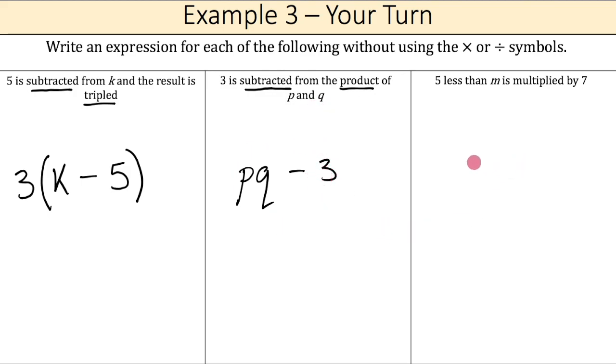Let's now answer the last one, which is 5 less than m is multiplied by 7. So this less right here tells me I'm dealing with subtraction, which means the order is going to matter. It's 5 less than m. So that means I'm going to start with m, and I'm going to subtract 5 from it, and then I need to multiply the answer of this by 7. So I'm going to put brackets around it and put a 7 here. So these are the 3 answers to these questions.